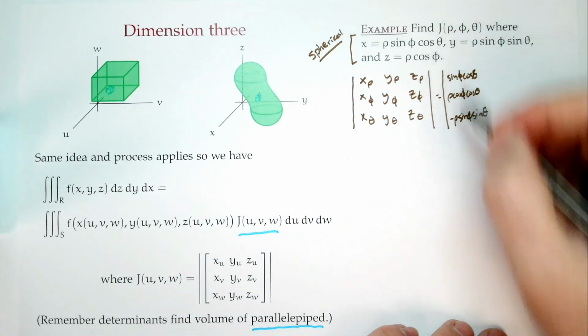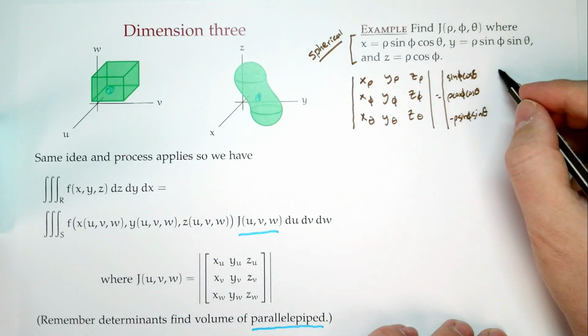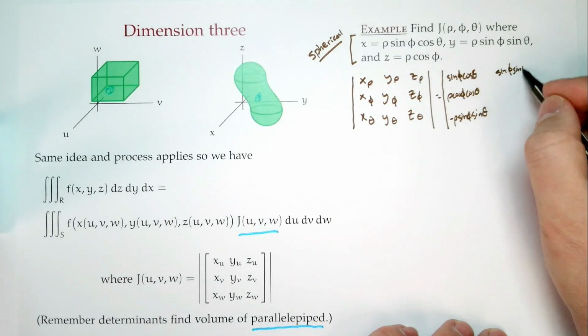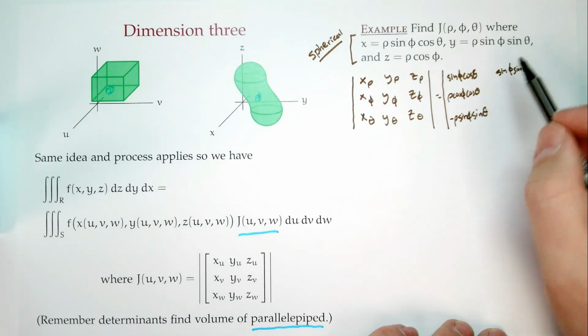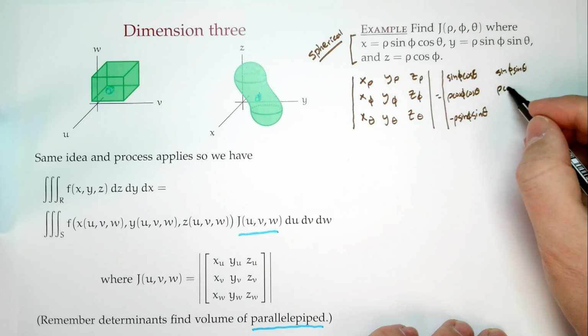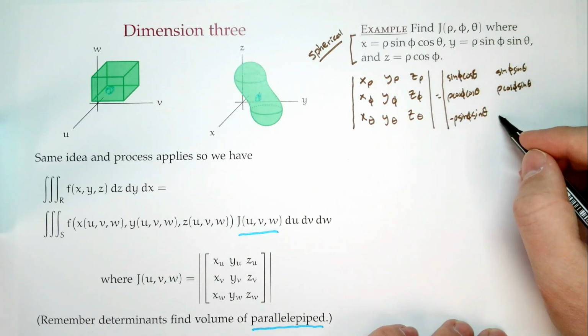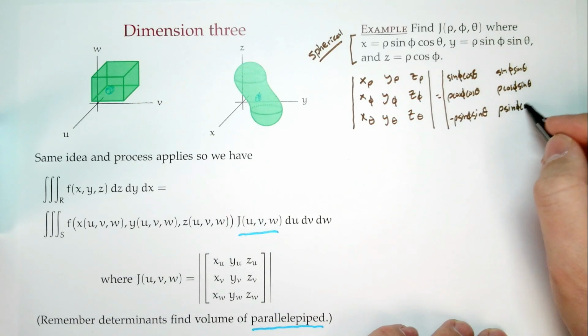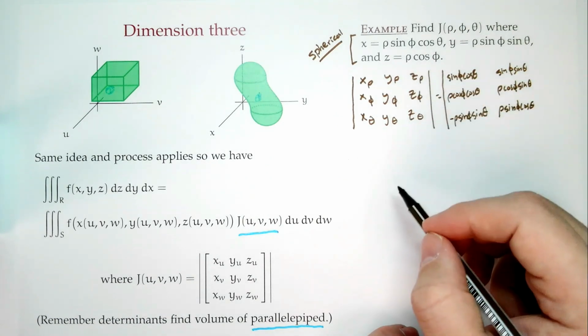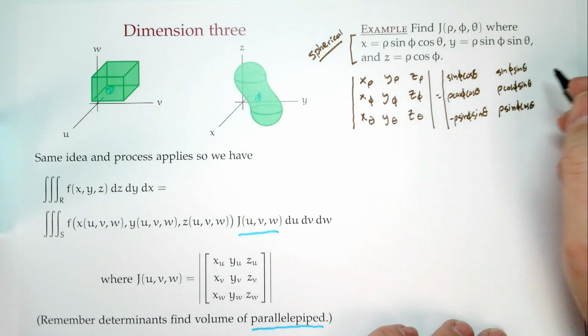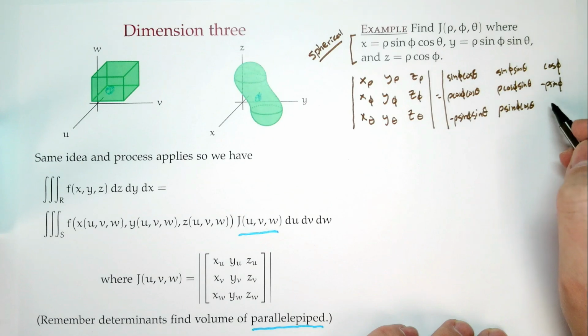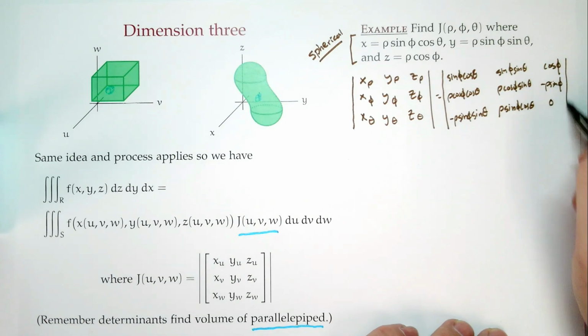Okay, that's our first column. Y with respect to rho, sine phi sine theta. Y with respect to phi, rho cosine phi sine theta. And y with respect to theta, rho sine phi cosine theta. Now that's our second column. Our last column, there's a lot. Okay, cosine phi, that's the derivative with respect to rho. Then minus rho sine phi, that's the derivative with respect to phi, and 0, no theta.